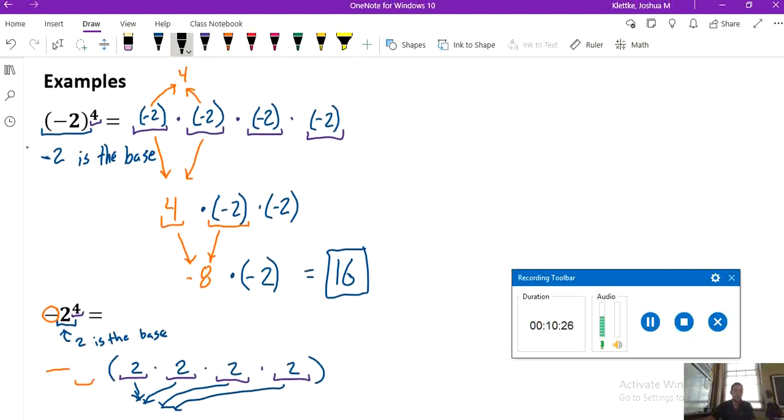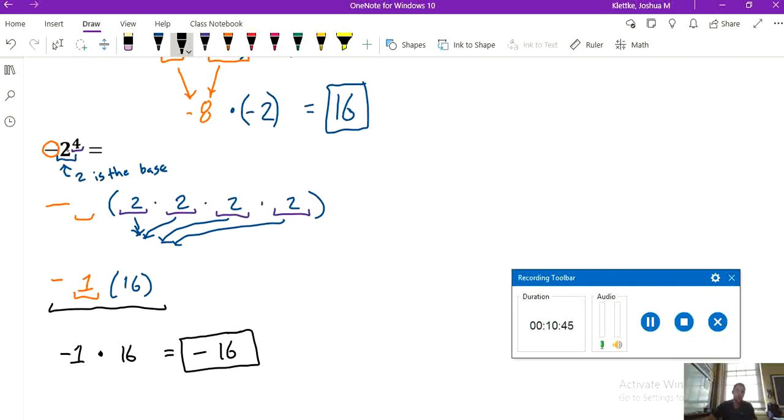See how that compares to the answer we had previously. With negative 2 to the fourth, because it was in parentheses, it became a positive 16 because of the way we evaluate it. When it's not, we get a different answer. So it's important you remember that if the negative is not included in the base, you have to evaluate the base first and then multiply by the negative 1 later.